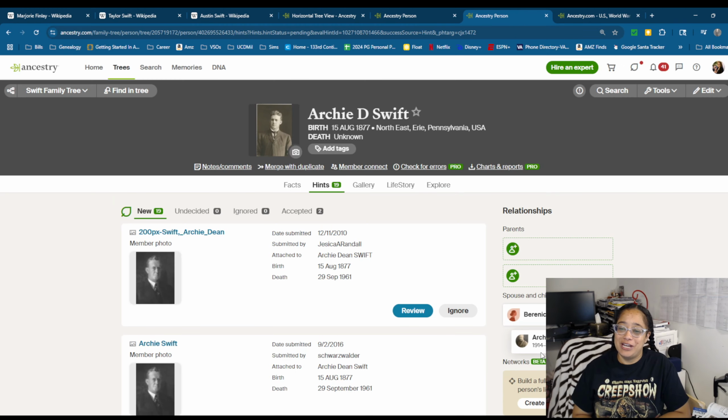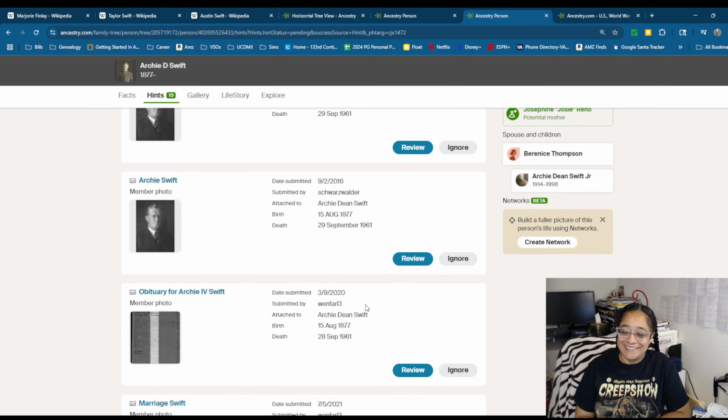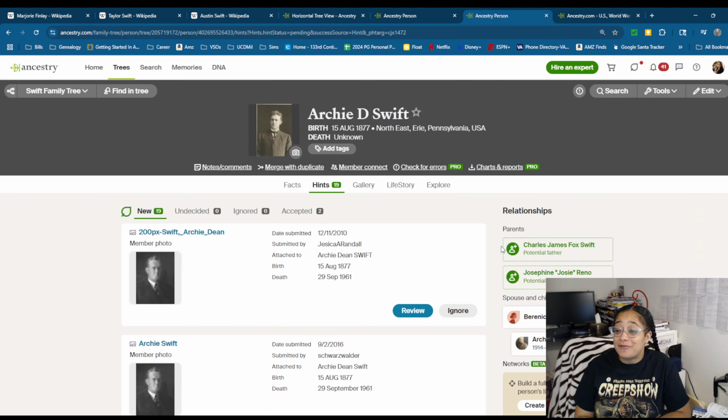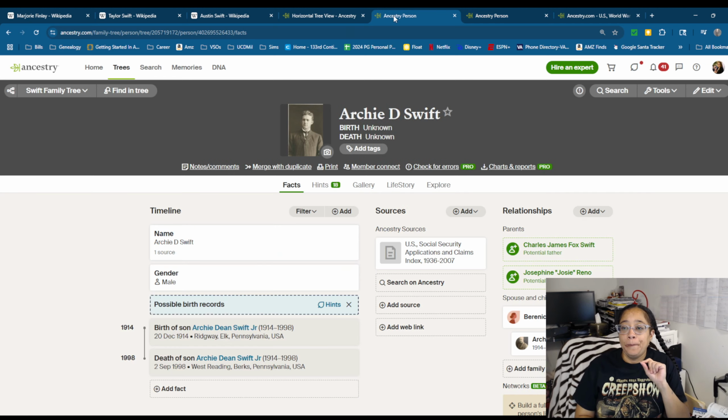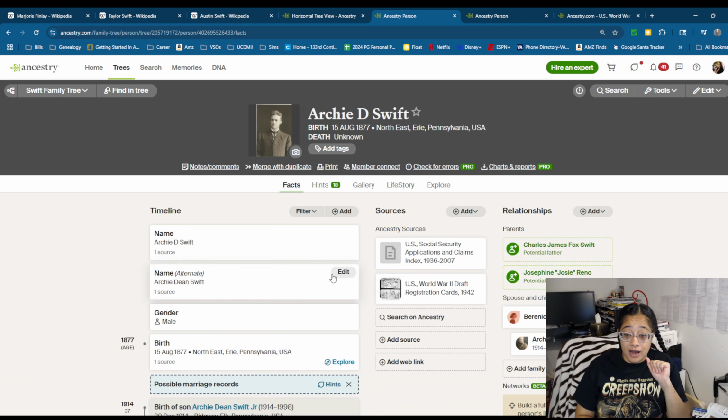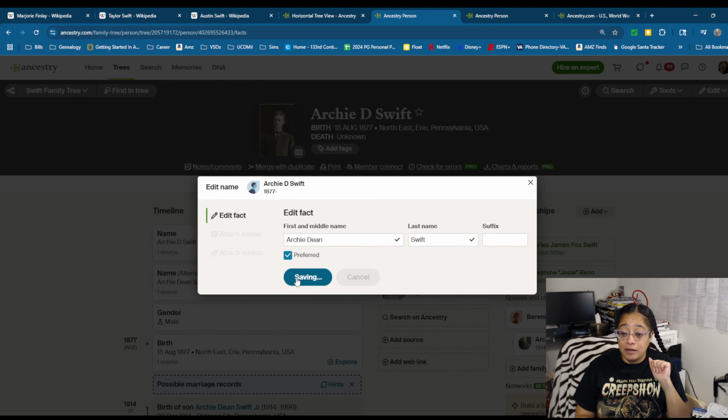But what's important is we know that he was in Pennsylvania, right? In that area of Pennsylvania. And now you see we've already, now that we've entered some information for him, had Taylor's 5th generation pop up on the site. But we want to make sure we get the rest of Archie Dean Swift Sr.'s information in here. So we're going to go back to facts, we're going to refresh, and then I'm going to update to his full name and hit save.